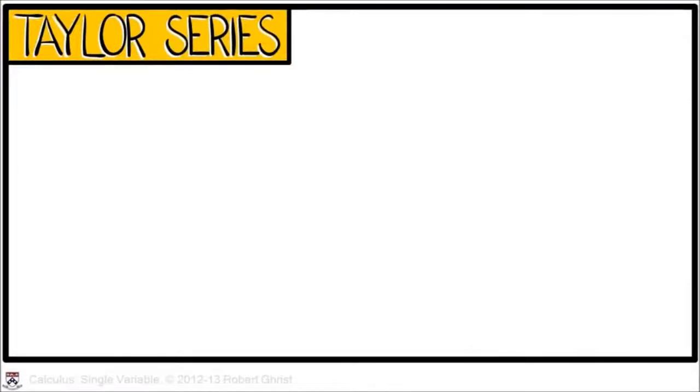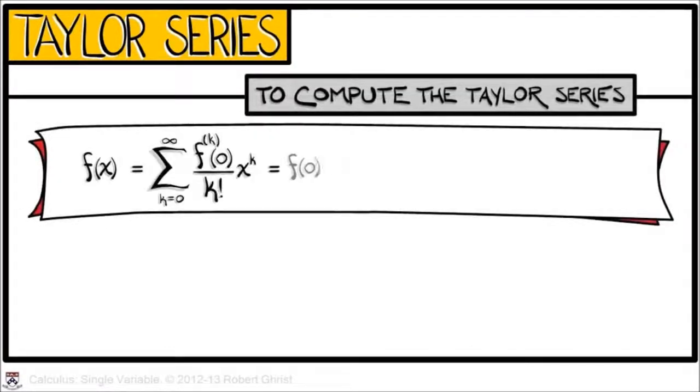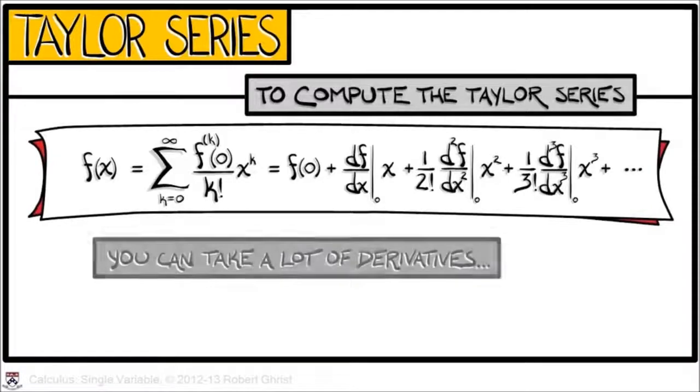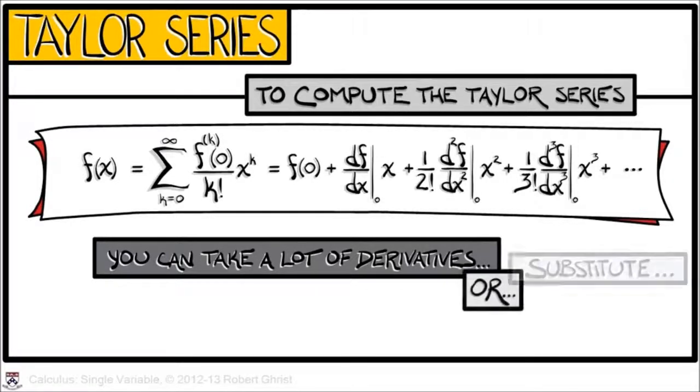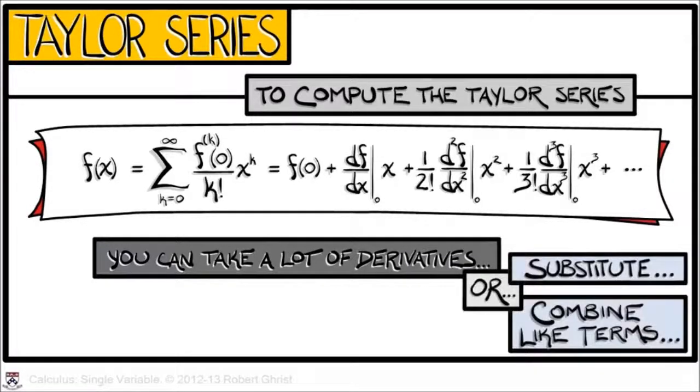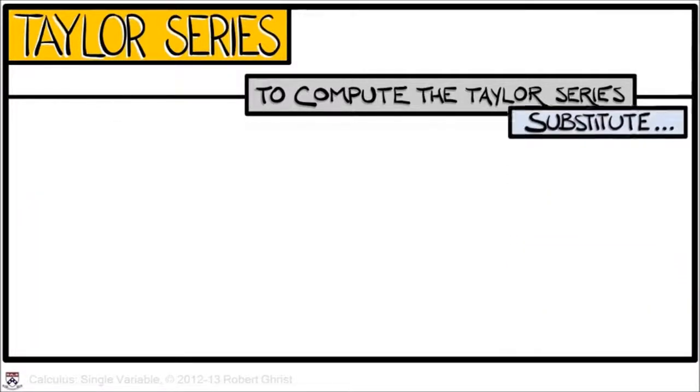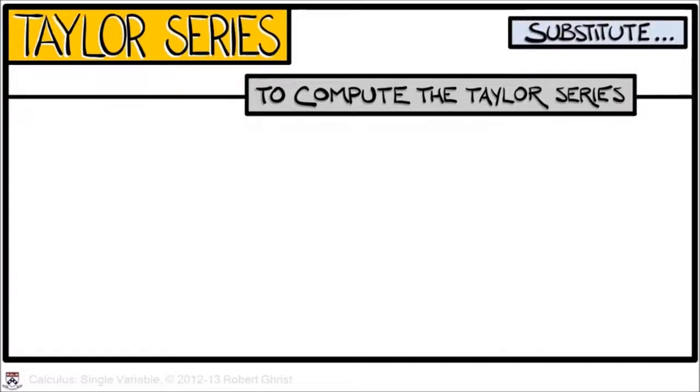Recall the definition of a Taylor series. If you want to compute one of these, well, you may have to take a lot of derivatives, but that's not your only choice. There are a few other methods as well, including substitution and combination. Let's begin with an example that displays a substitution method.